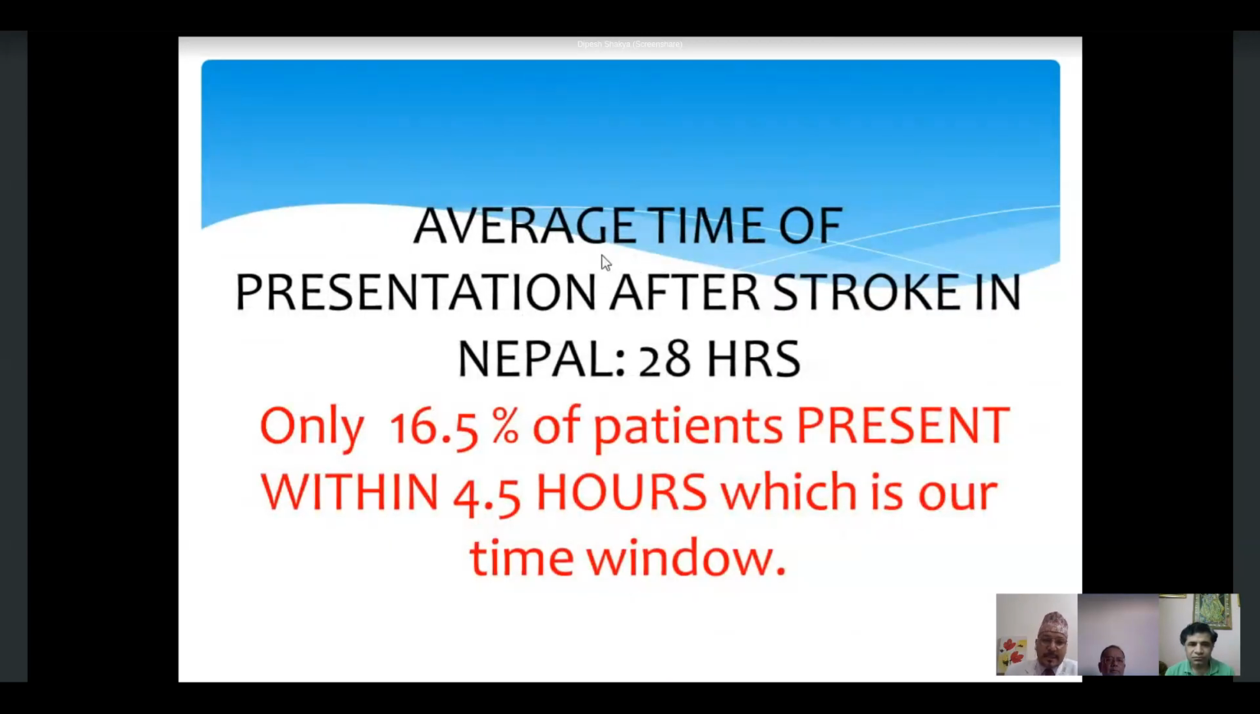Having said that, the average time of presentation after stroke in Nepal is 28 hours. Generally, people present to us after a day or two. Only 16.5% of patients present within 4.5 hours. We have a very narrow therapeutic window, and we get a small number of people in our hospital. This was a study done in a teaching hospital.